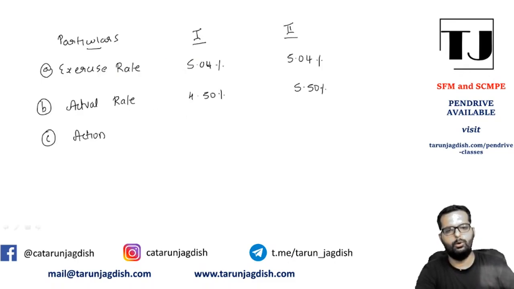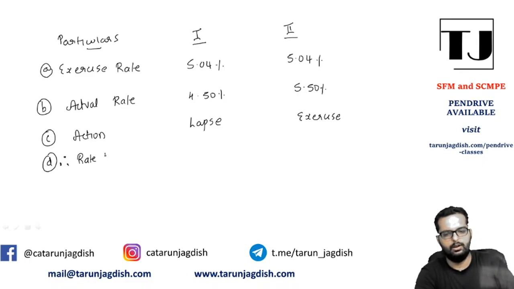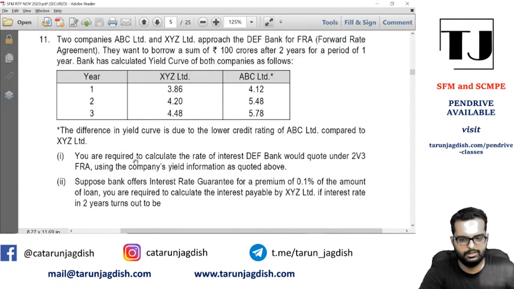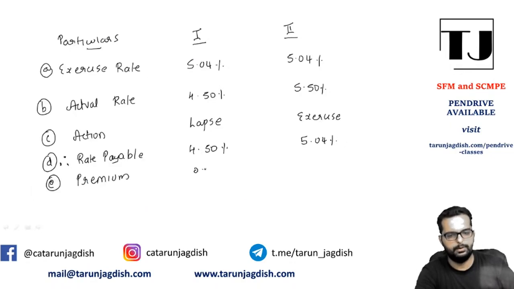First case, you have a right to borrow at 5, actual rate is 4.5, so you will lapse. Here you have a right to borrow at 5, outside market is 5.5, you will exercise. Therefore, rate payable: in the first case, once you lapse, you will pay only 4.5%. Second case, you will pay 5.04 percentage. Along with this, you have to pay the premium also. How much is the premium mentioned in the question? Is it 0.1 percentage?